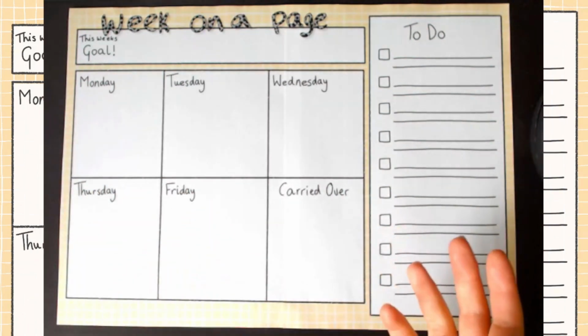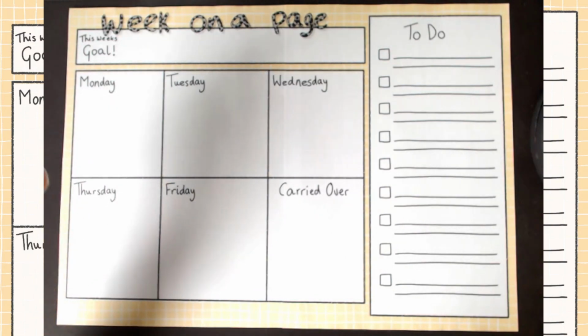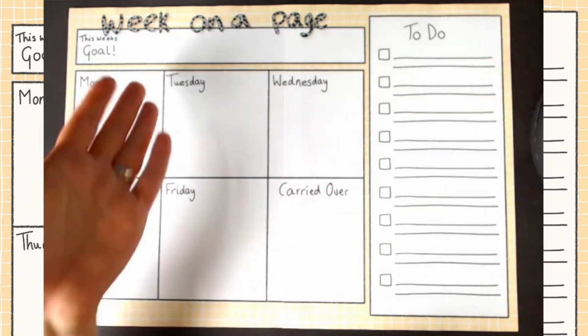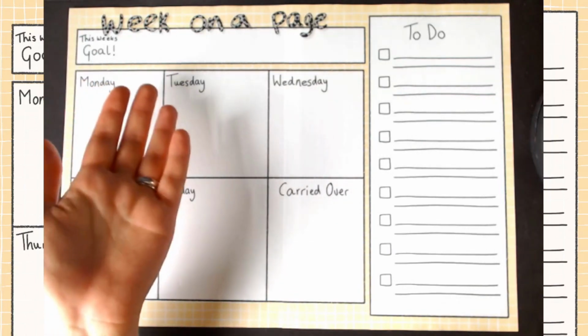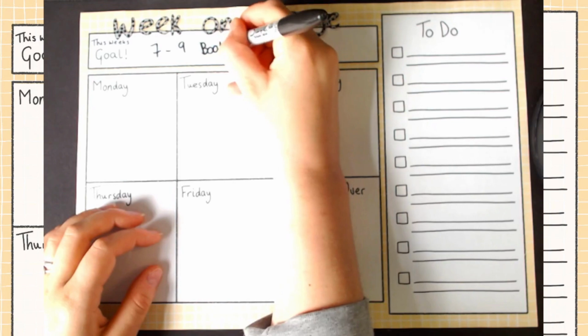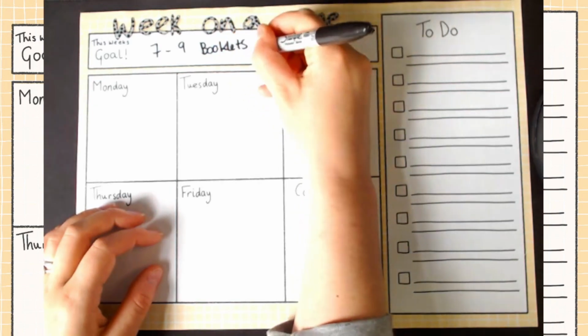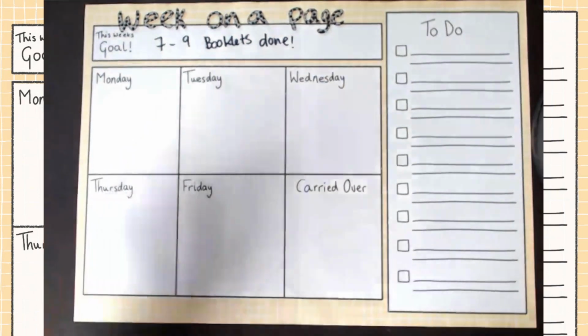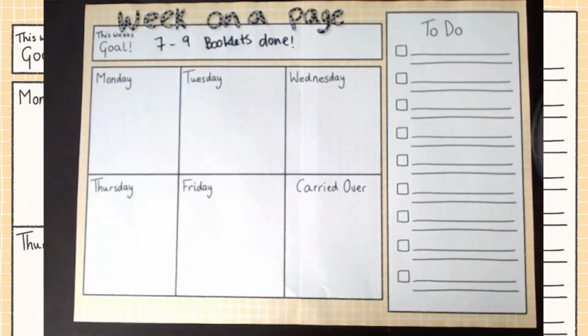So this page really is like a condensed version of my rather more intense planner that I have from Clever Fox. So at the top we have this week's goal. So what is the absolute priority? If you didn't do this by the end of the week, would you be super cross? 7 to 9 booklets done, right? So then I know that that's my main goal. So everything else can kind of do one.